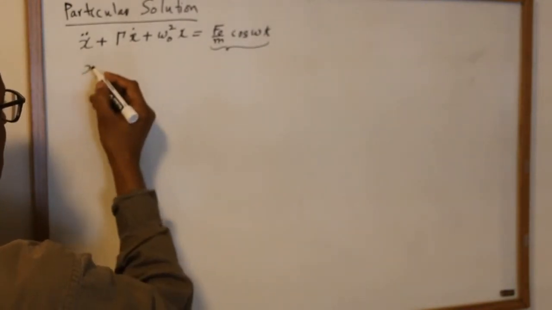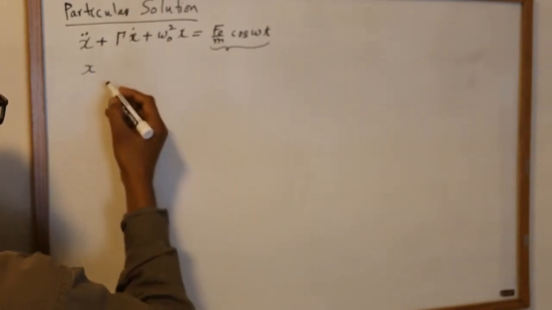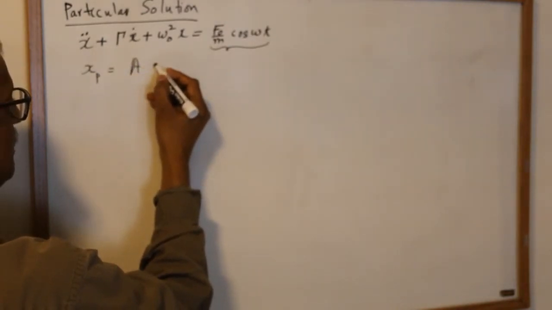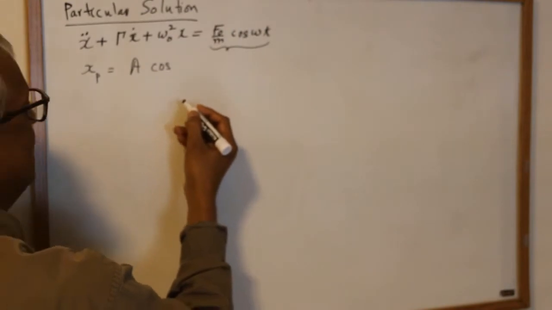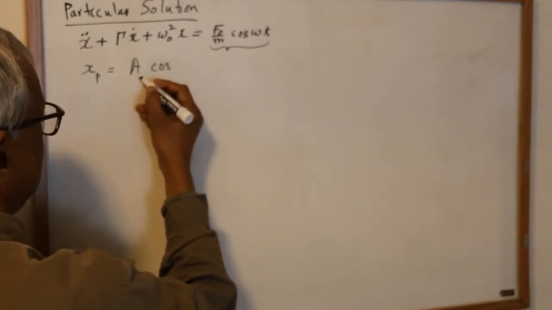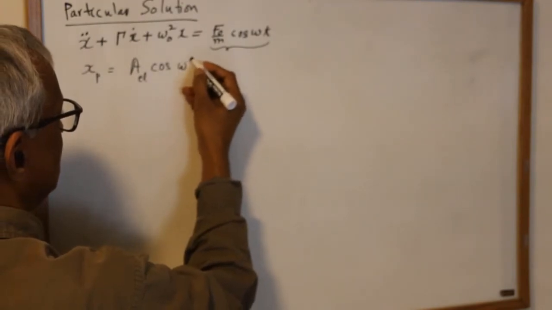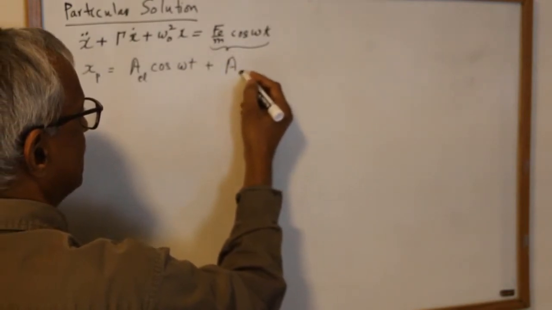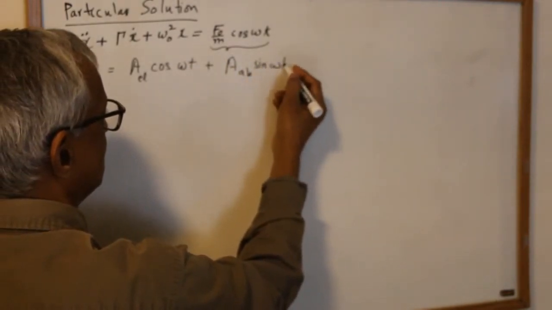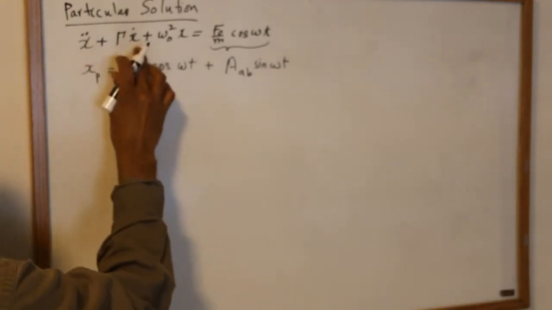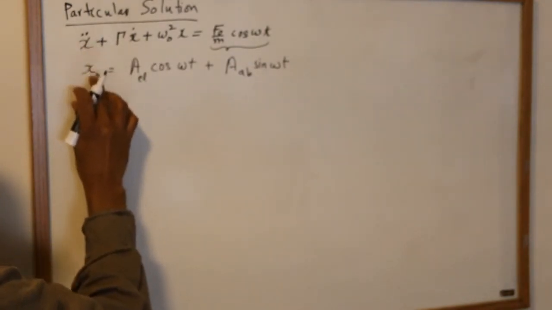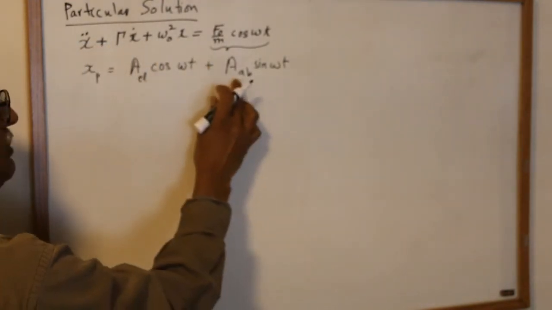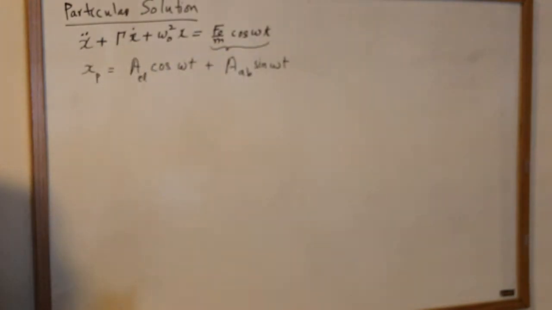Okay, so I could proceed as discussed previously, with an amplitude and cosine, we'll call it AC cosine omega t. So this, I don't know this, plus AS sine omega t. And if I plug this xp in for x in here, we will need to find out what these two have to be for it to satisfy that equation fully.